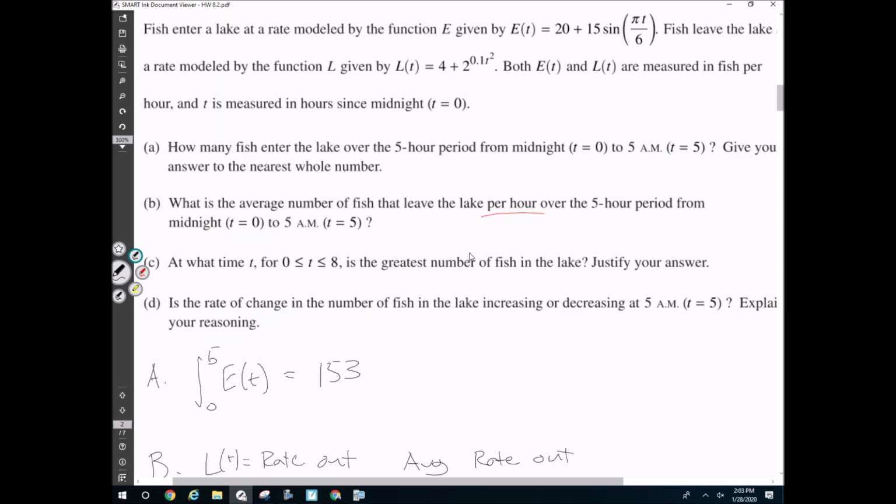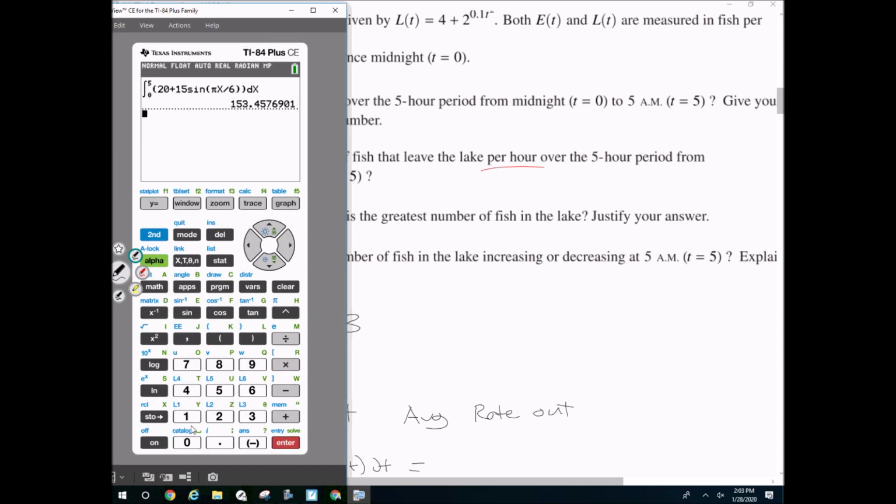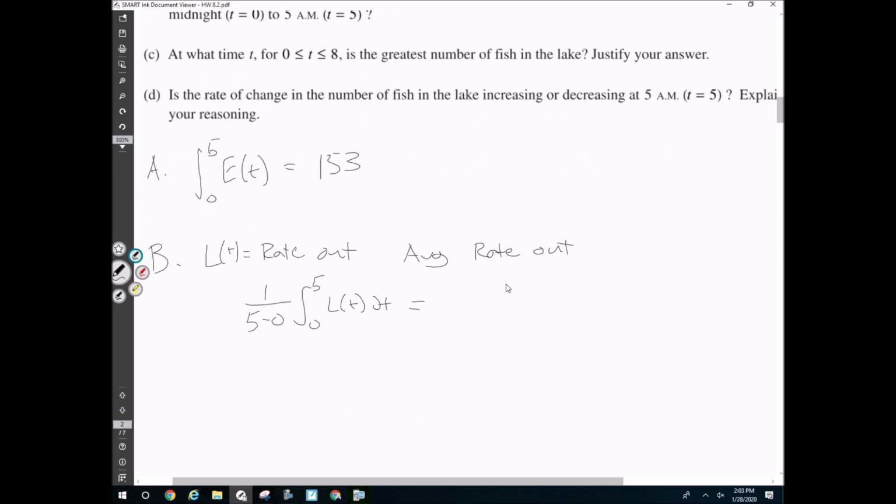We would do these calculations in our calculator. 1 over b minus a, integral from a to b of what we're trying to find the average of, which is 4 plus 2 to the 0.1 t squared. 6.059 would be the average rate out.